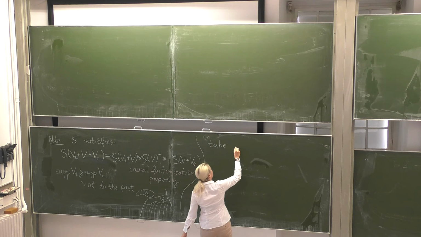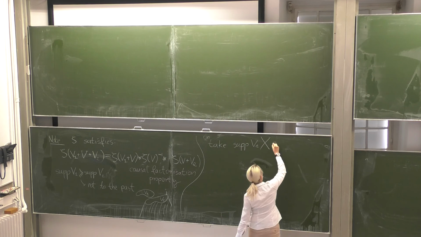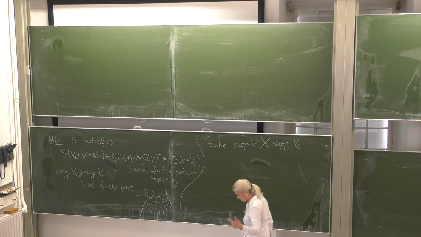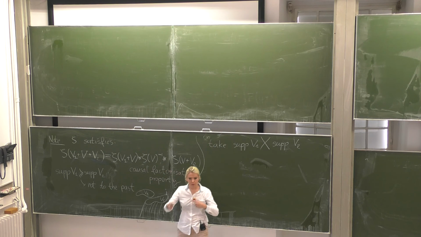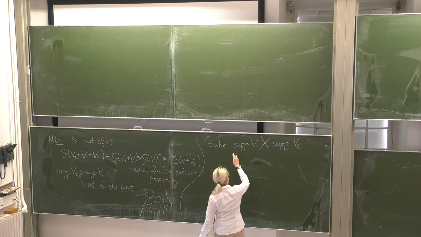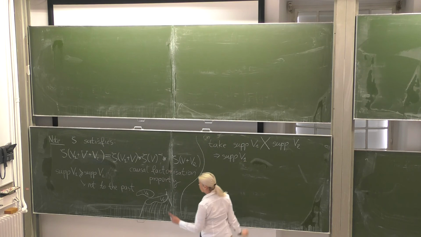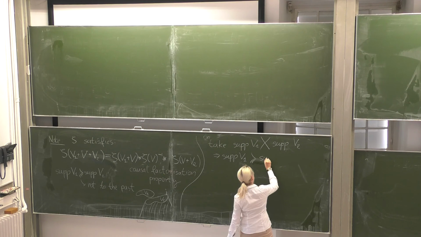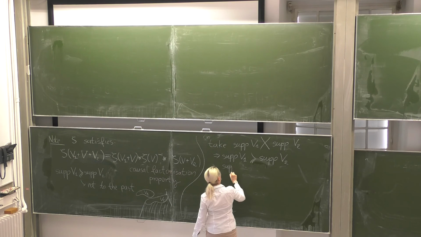Take support V1 space-like to support V2. What does it mean? It means that V1 is not to the past of V2, but also V2 is not to the past of V1. So we have, in particular, support V1 is greater or equal to V2, but we also have the opposite direction.